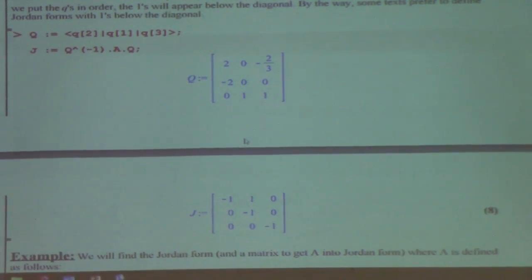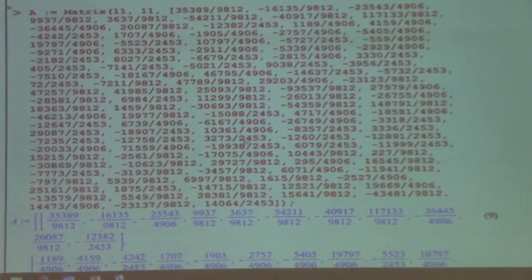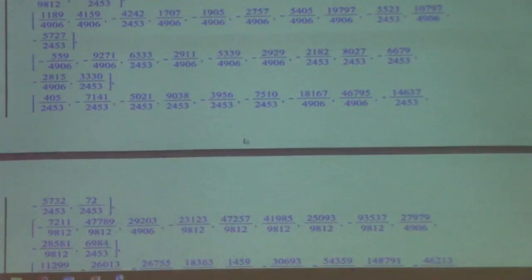So there's that one. Now I wanted to show you this because it's fun. Here's another matrix. How big is this thing? I don't know. It's a matrix with, I think, 11 by 11. An 11 by 11 matrix. It's rational, right? It's a rational matrix, simple. Fractions of whole numbers, not a big deal. So there's A.